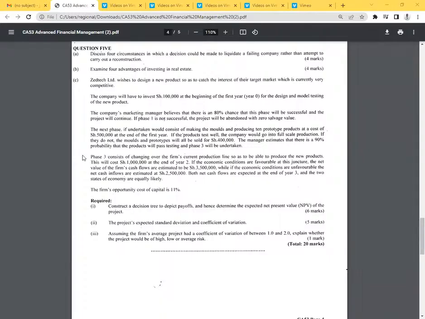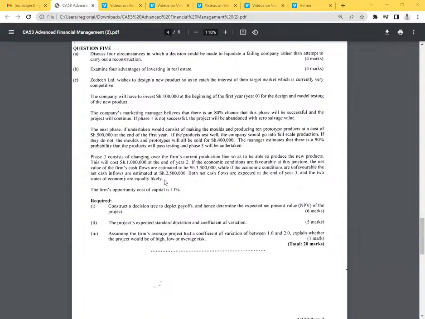We are told question 5C, it's May 2021. Question number 5C, DCL Limited wishes to design a new product so as to catch the interest of their target market, which is currently very competitive. The company will have to invest $100,000 at the beginning of the first year, which is year 0, for the design and model testing of the new product. The company's marketing manager believes that there is an 80% chance that this phase will be successful and the project will continue. If phase 1 is not successful, the project will be abandoned with a 0 salvage value.